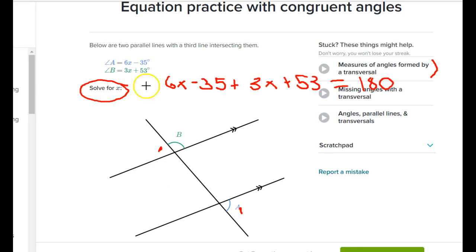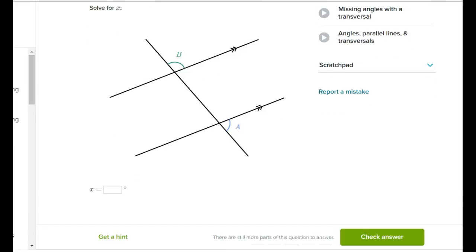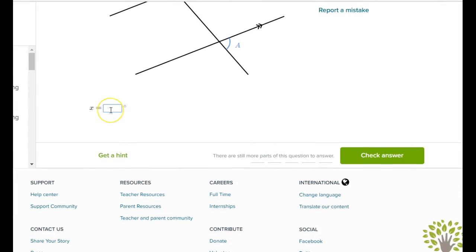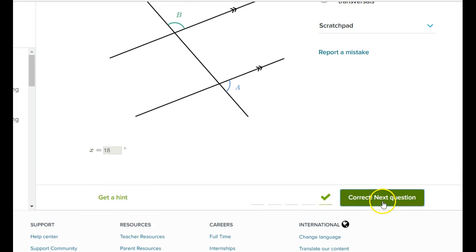I've got to put in an answer. All right, 9x plus 18 minus 18 here would be, what's that going to be, 162, right? So 162 divided by 9 would be, what is that, 18. So x is 18. I'm doing this all in my head. Hopefully I have this right. 18. Ooh, I'll be embarrassed if it's not 18. Okay, let's see. Good. Okay, on to the next one.